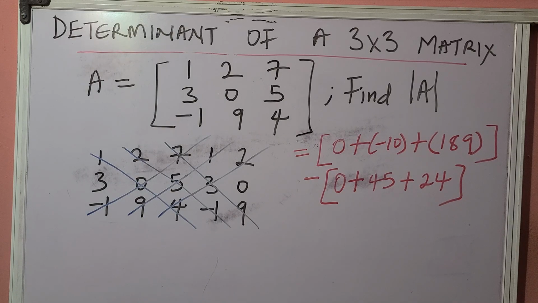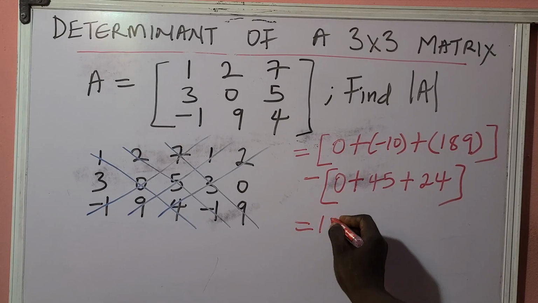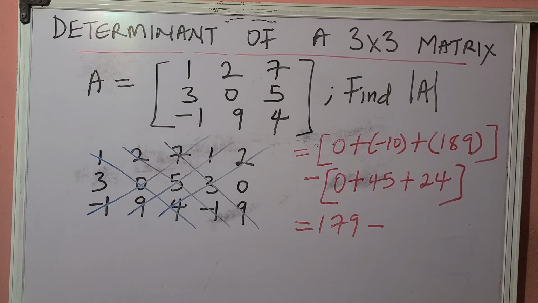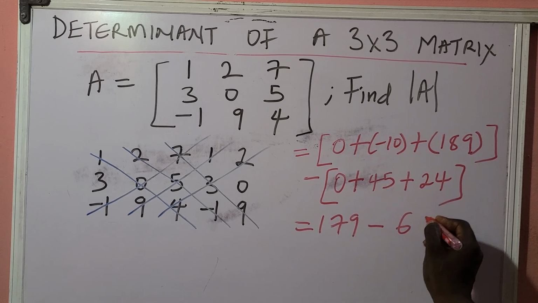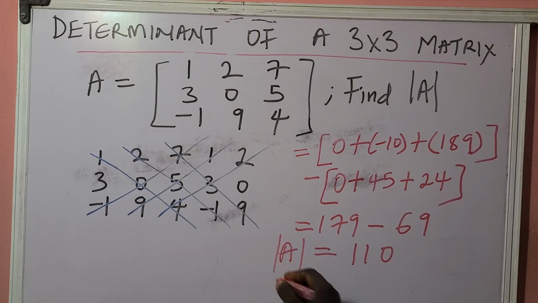So you go on to resolve this. This will be 0 plus minus 10 plus 189. That will be 189 minus 10. That will give us 179. Minus 0 plus 45, 45 plus 24. That will be 69. And this will give you a value of 110. And that's the value for my determinant. So you can see this is quite simple and straightforward.